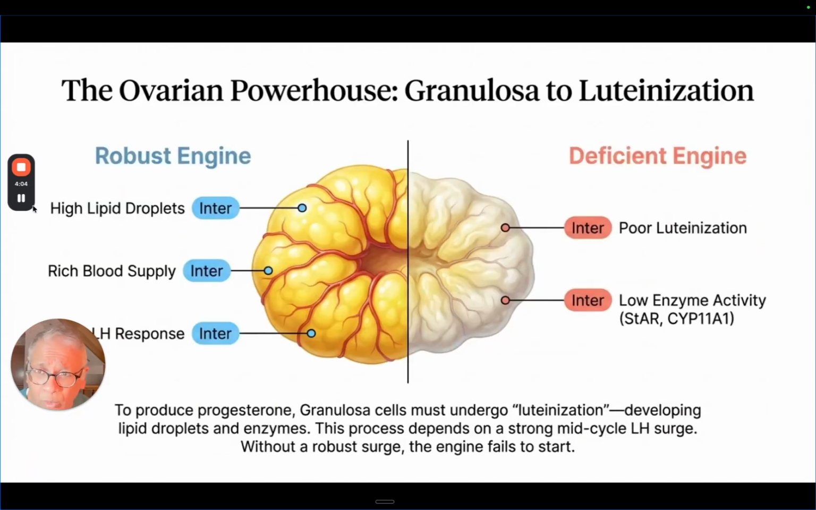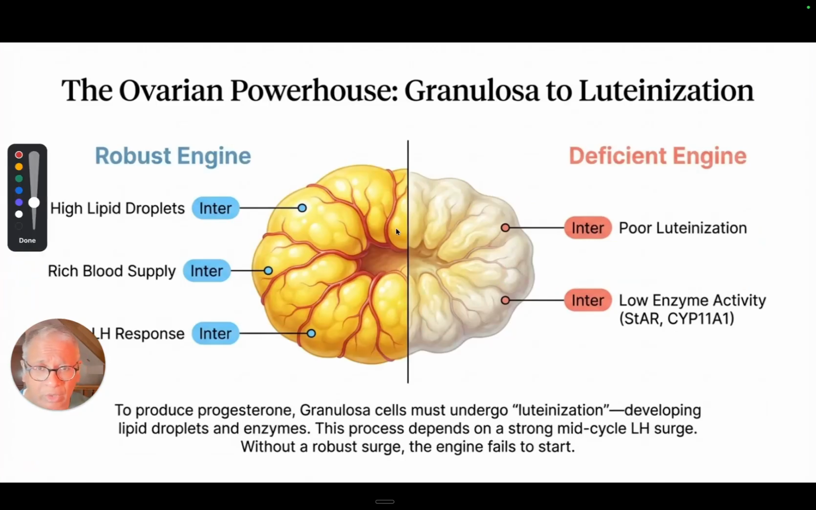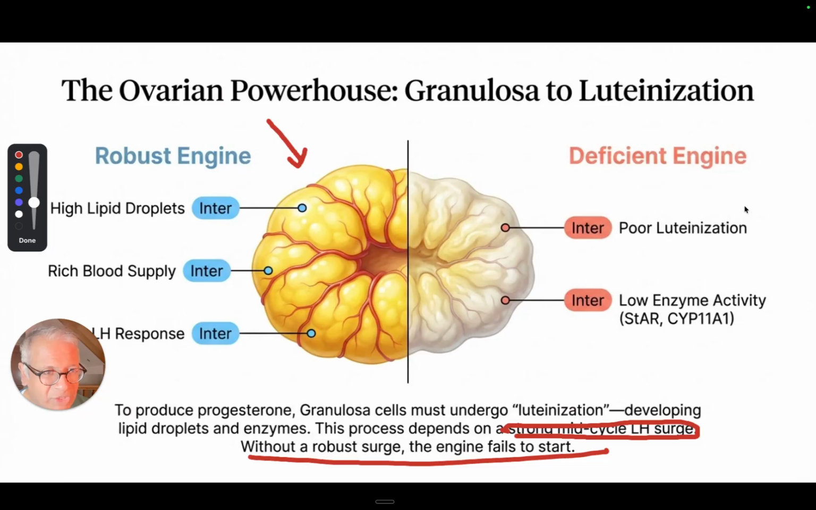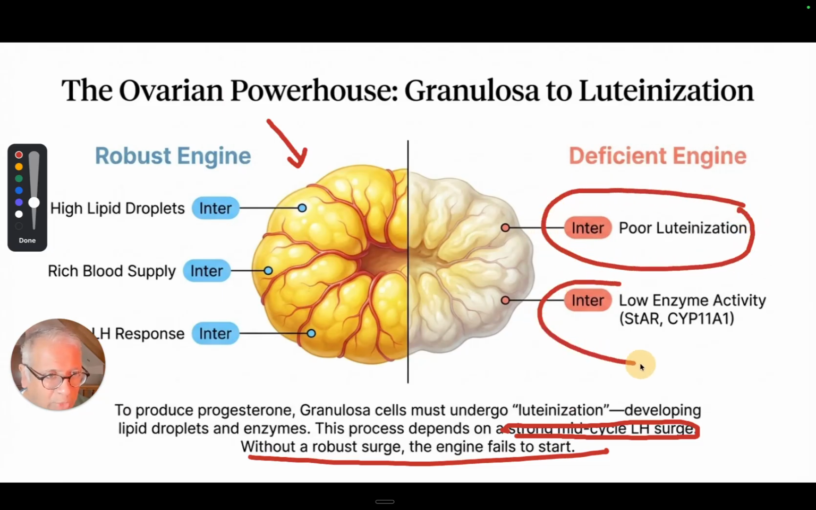So what do you mean by having a good corpus luteum? High lipid droplets, rich blood supply, good LH response. To produce progesterone, these cells, they luteinize, develop lipid droplets and enzymes. This process depends on a strong mid-cycle LH surge. If that is less, the corpus luteum is less. Without robust surge, this engine fails to develop. What happens? Poor luteinization, poor amount of stimulation, low energy capacity.